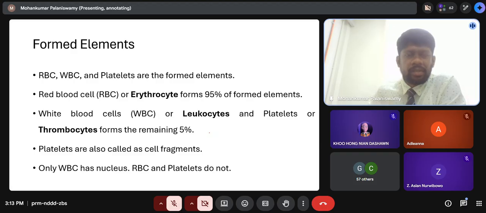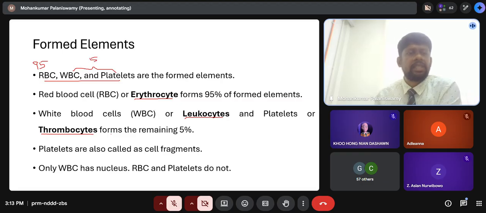The RBC is also called erythrocytes. It forms 95% of the formed elements. That is, the RBC is the majority of the content. Then the white blood cell, which is also called leukocytes. Then platelets, also called thrombocytes. These two form the remaining 5% of formed elements. So formed elements have only these three elements: RBC, WBC, and platelets, where RBC contributes 95% and WBC and platelets contribute the remaining 5%.